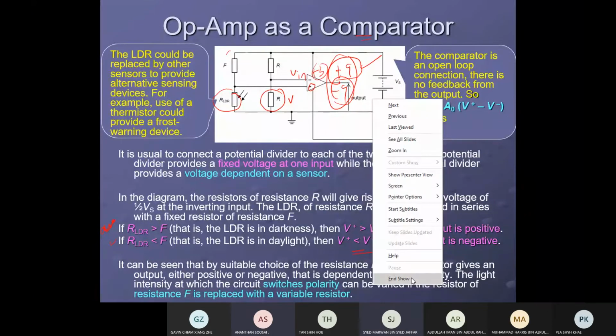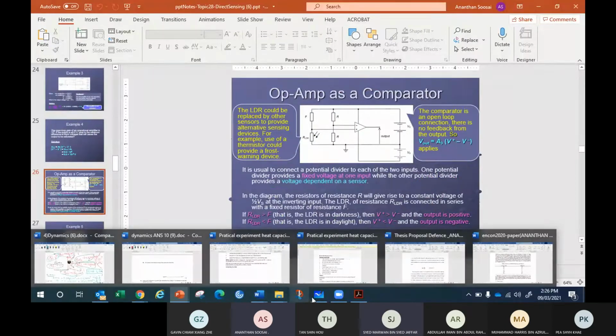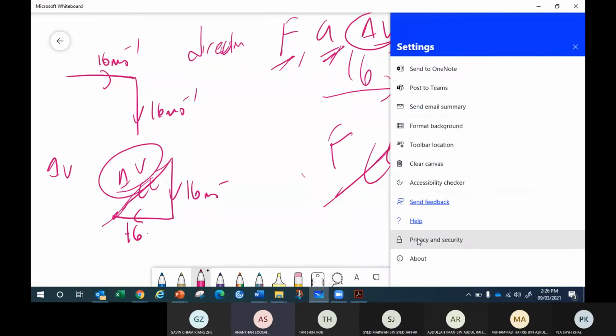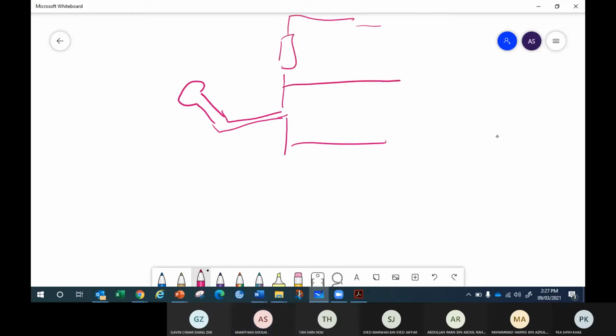But sometimes, can we use this comparator circuit for amplifying a sound, music? Okay, an opera singer is singing. The microphone is connected in a potential divider method to the op amp. We have another resistor here, like this. So, the microphone.